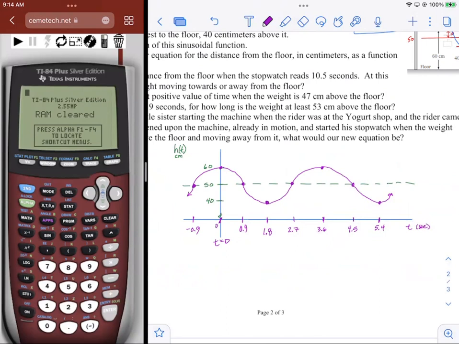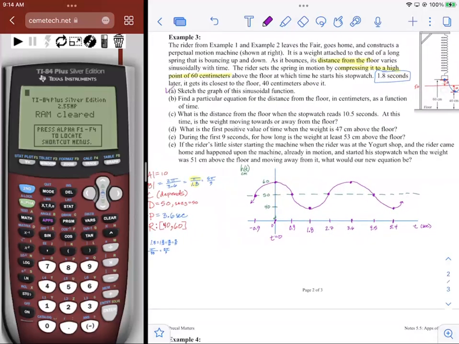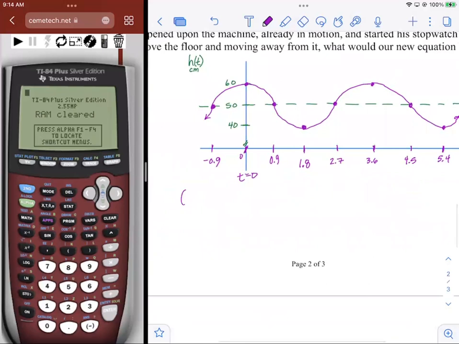Once we have the graph, now we write the equation, okay? So that takes care of part A. Find the particular equation for the distance from the floor in centimeters as a function of time. So that's part B. So here's part B. I'm calling my function h of t. You could call it d of t for distance from the floor if you want. And let's see, I can choose whichever function I want, sine or cosine, and I can use a positive or a negative value of a, doesn't matter.